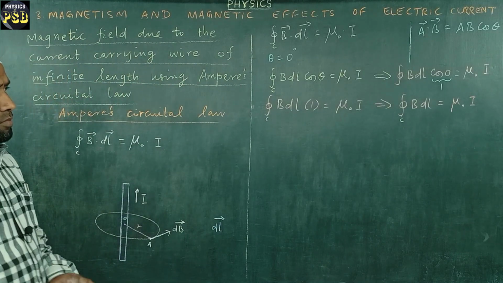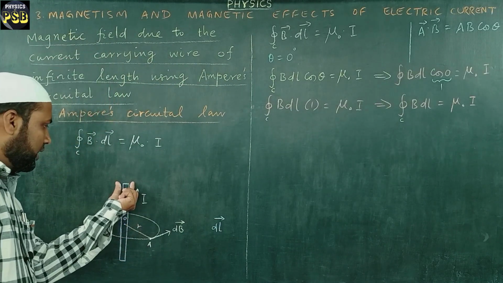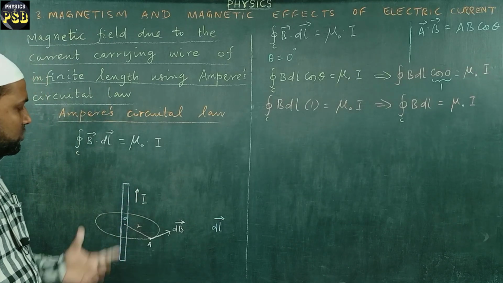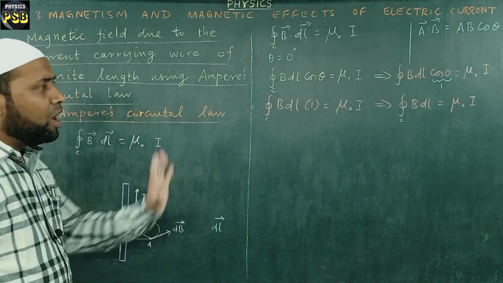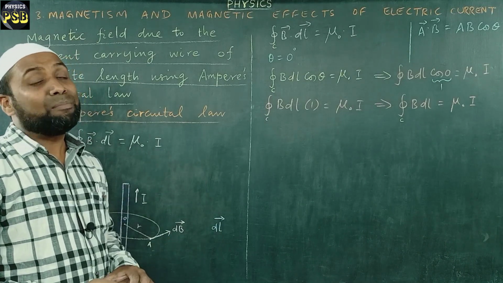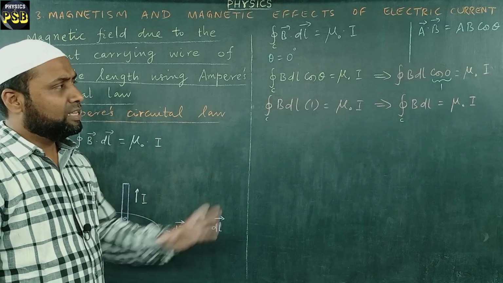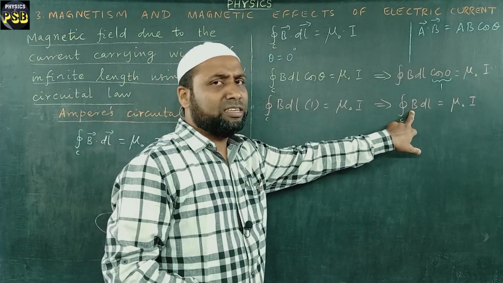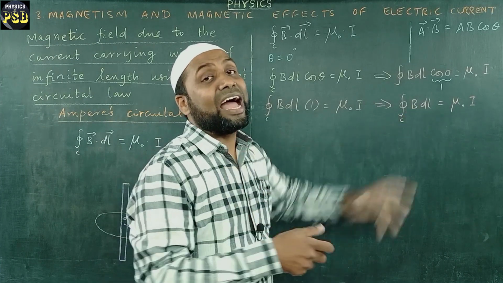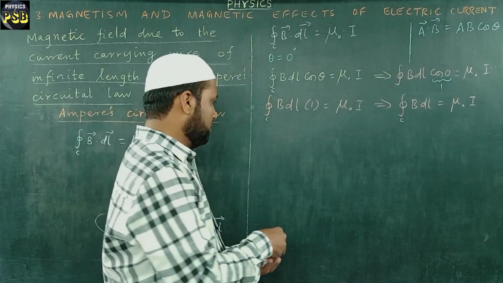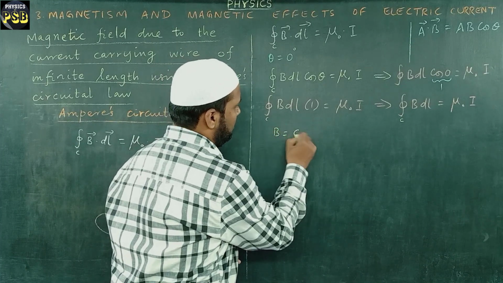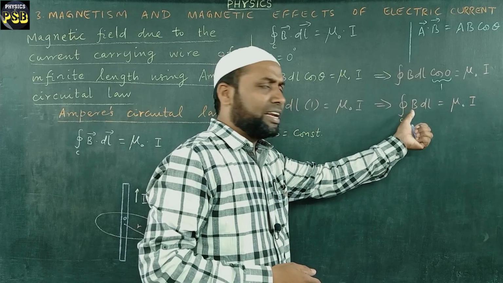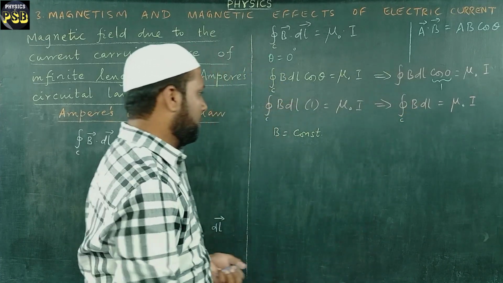Now, I told you earlier, the thickness of this current carrying wire remains the same throughout the length. So the magnetic field produced by this one also remains the same throughout the length. So if it is so, then the magnetic field is uniform. That means it is a constant. So B is constant. In that way, if it is constant, then we cannot integrate it. So it is taken out.